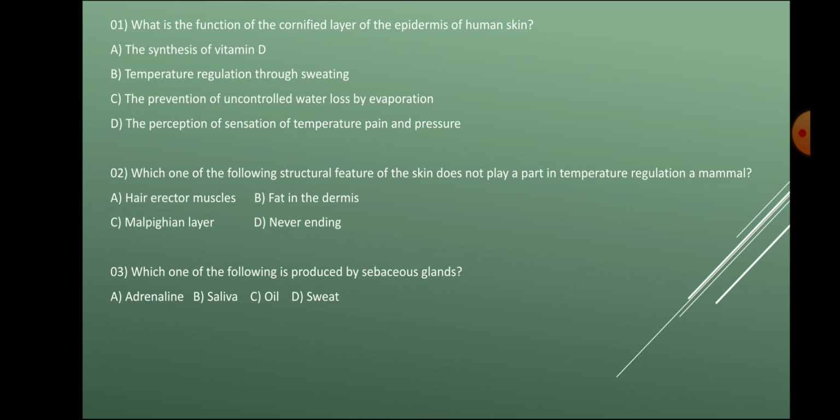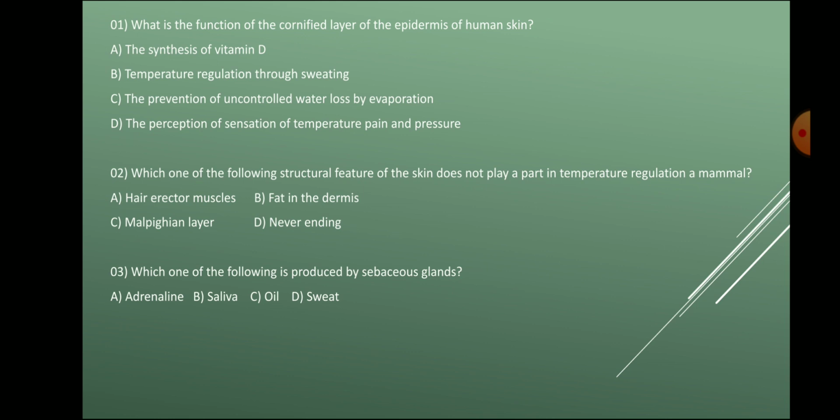The Malpighian layer is also known as the germinating layer, which helps to produce cells by mitotic division. The first layer of the skin is the cornified layer, which is dead cells. The replacement of this cornified layer takes place by the formation of cells by the Malpighian layer. So the correct answer is Malpighian layer.